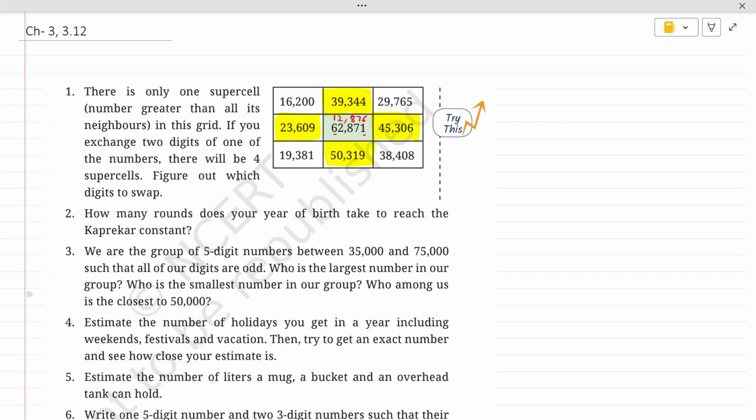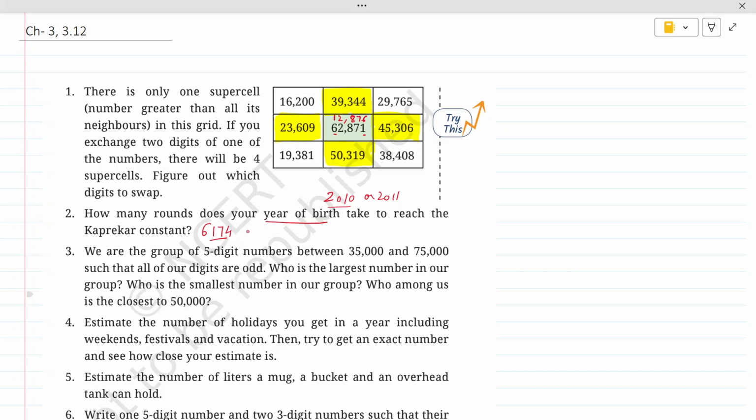And now we will move to the second question. How many rounds does your year of birth take to reach the Kaprekar constant? So we know the Kaprekar constant is 6174. And kids, you know your year of birth. So let's say if your year of birth is 2010 or 2011, what we have to do? We have to take the highest and the lowest number. We have to find the difference.